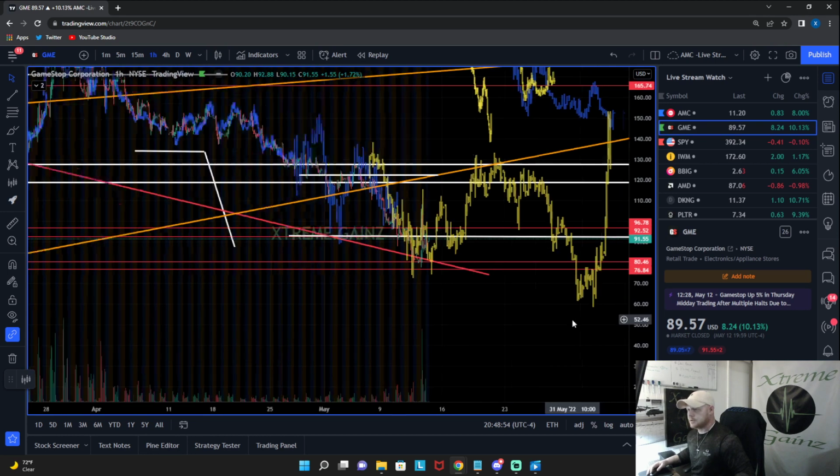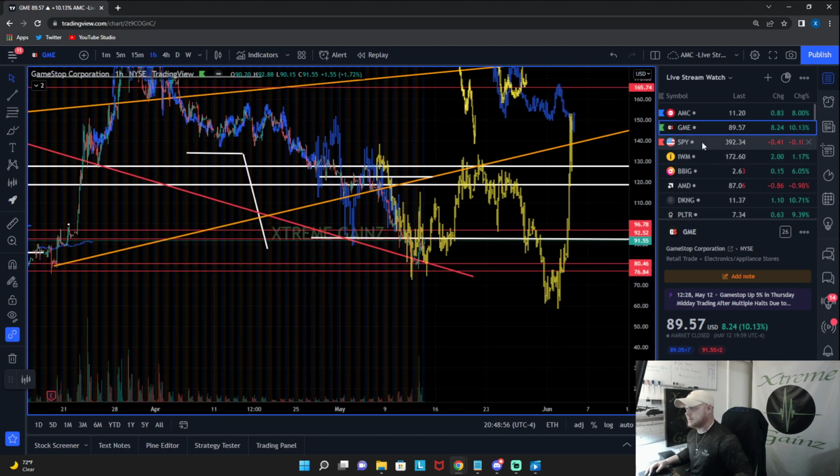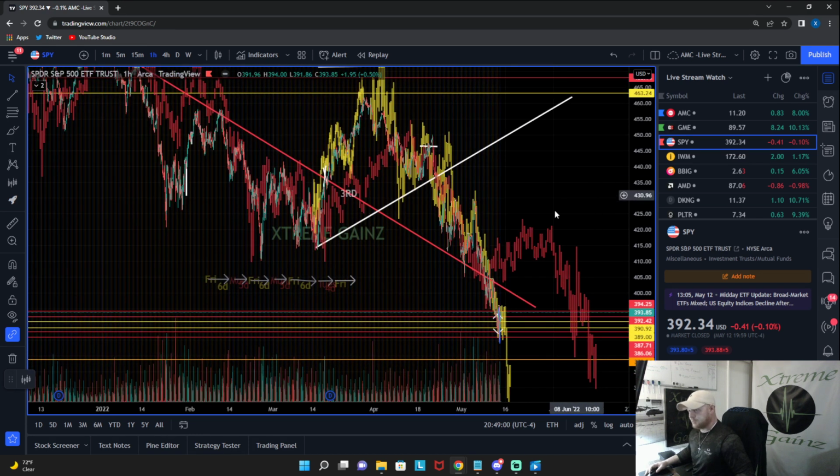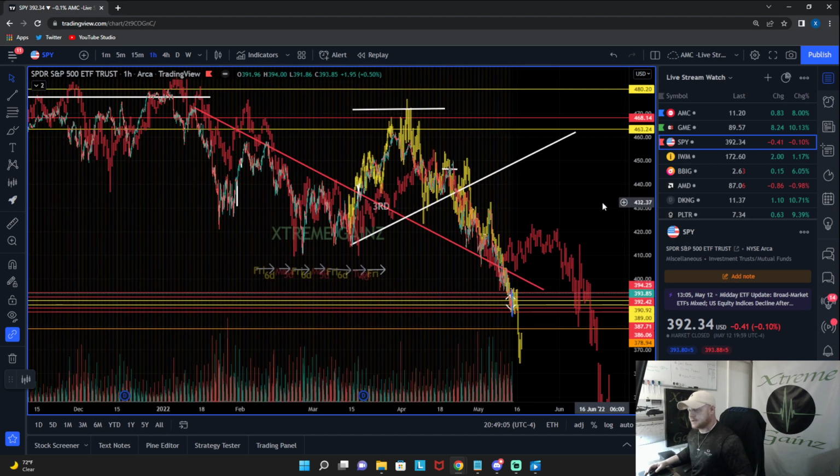So that's what I'm looking at with GME in its entirety. Then last but not least, SPY. The macro comparative for SPY is the red. It's from the 08-09 correction and crash.